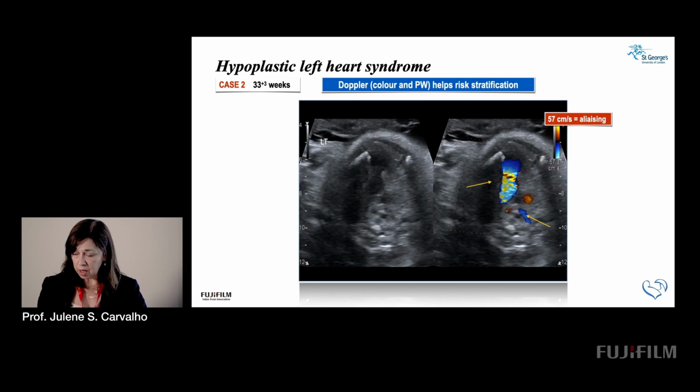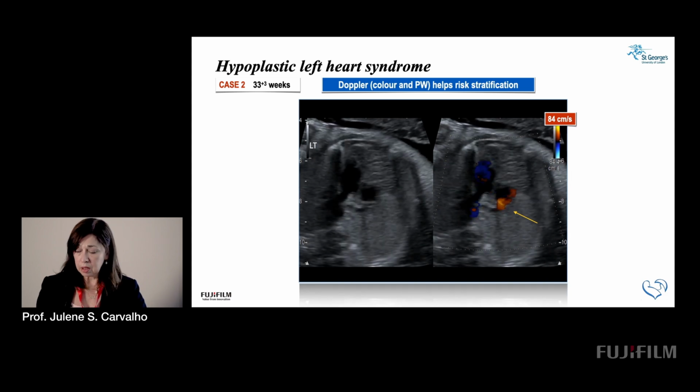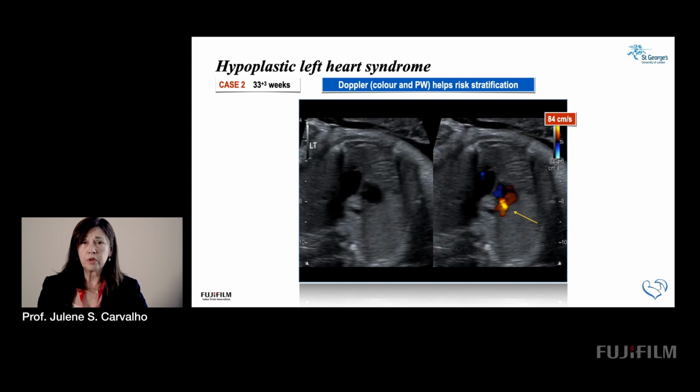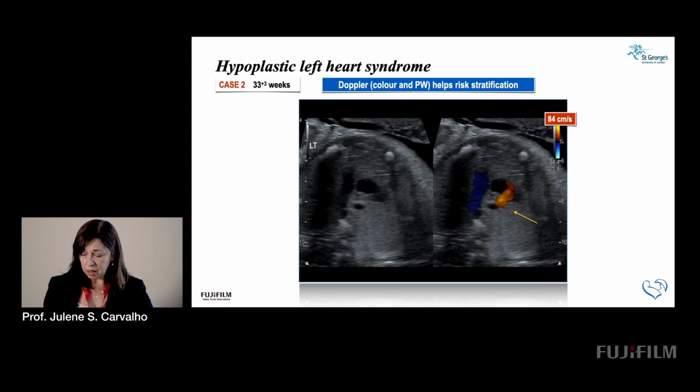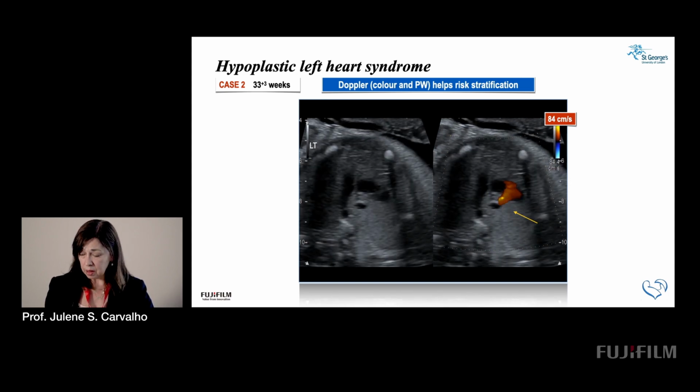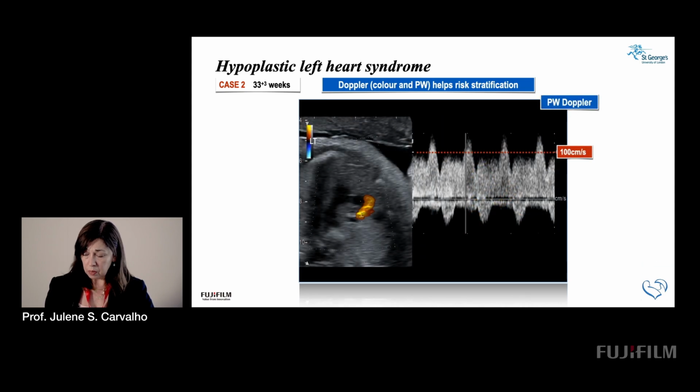So if we change the scale now to 84, you can see that the flow through the pulmonary is laminar. We still have some aliasing across the arterial duct. Here it's more laminar as it enters the superior vena cava, but we still have some aliasing. So in this case, if we do a pulse wave, now it changed the velocity to 100. Remember, in the vein, we shouldn't be getting that velocity, and this means there is obstruction. There's something getting there that is obstructed. So this again makes the case a higher risk for any postoperative surgical intervention.